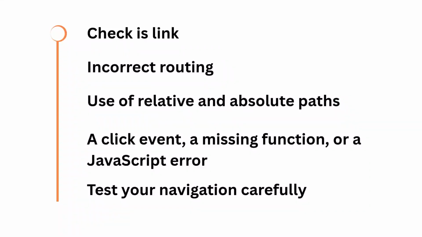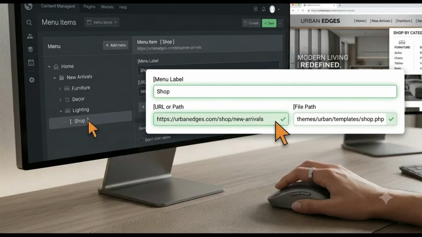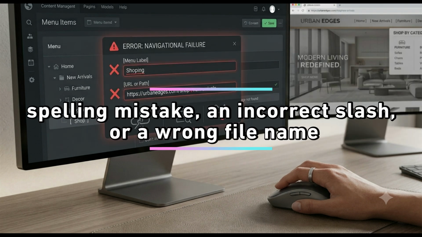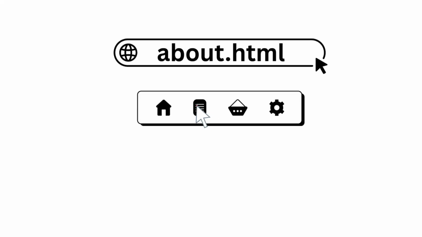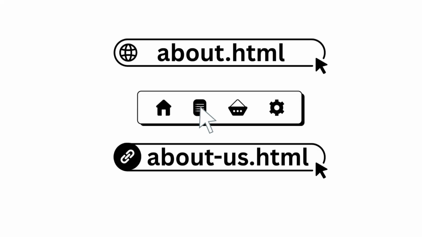The first thing to check is your link. Make sure the URL or path in your menu item is correct. Even a small spelling mistake, an incorrect slash, or a wrong file name can cause navigation to fail. For example, if your page is called about.html, but your menu is linking to about-us.html, the link simply won't work.